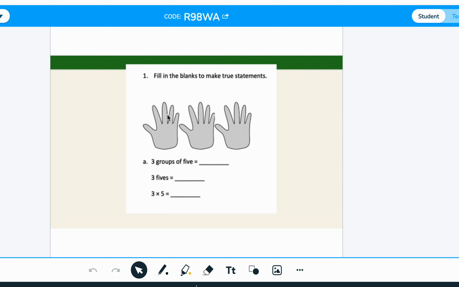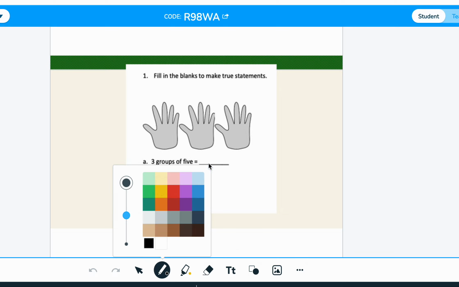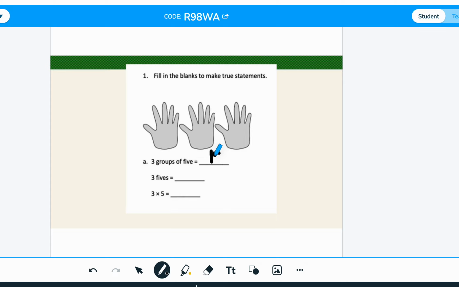Well, there's 1, 2, 3, 4, 5, 6, 7, 8, 9, 10, 11, 12, 13, 14, 15. So I know 3 groups of 5 is 15 because there are 5 digits on each hand. So 3 5s is equal to the number 15. And 3 groups of the number 5 is also 15.